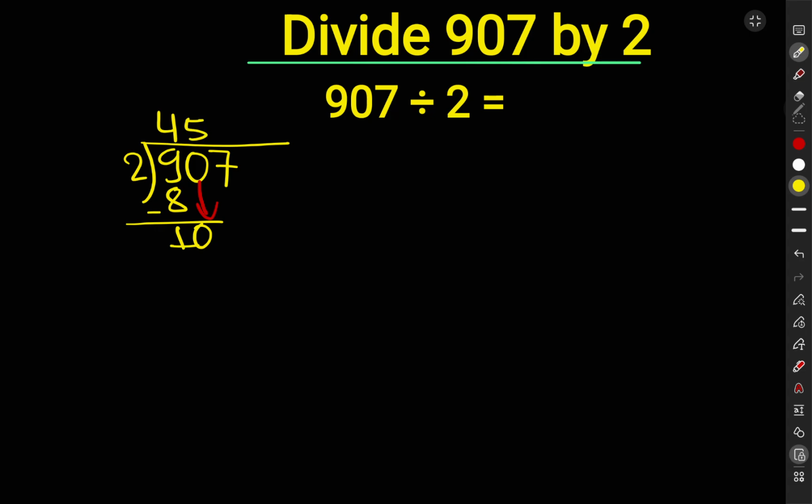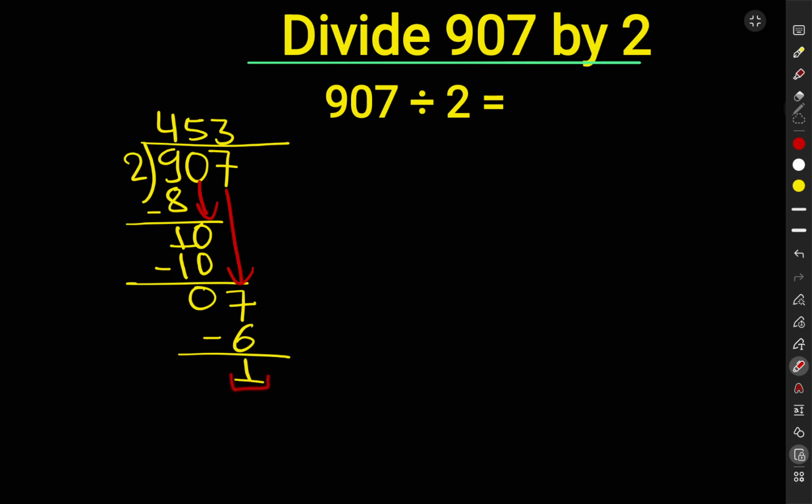So 2 times 5 is 10. On subtracting we get 0. So again we put down this 7 and 2 times 3 is 6. On subtracting we get 1.